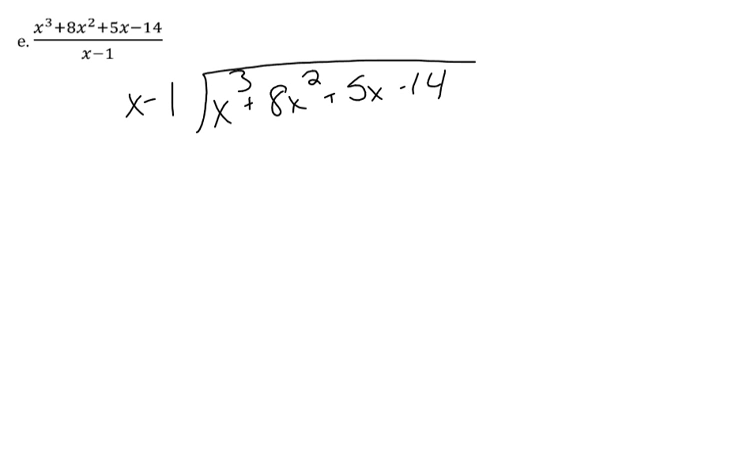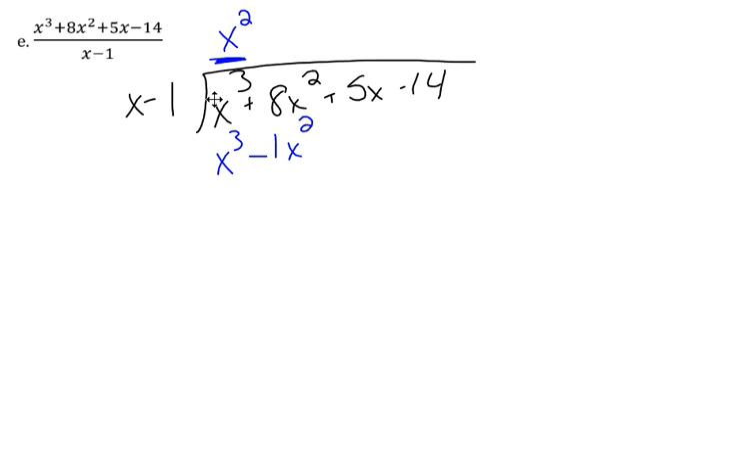So we need to say, what times x gives me x cubed? That's x squared. Now we take x squared and multiply it by our whole divisor. X squared times x is x cubed. X squared times negative 1 is negative 1x squared.